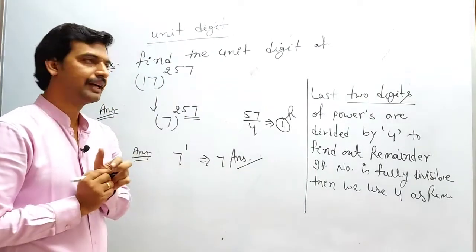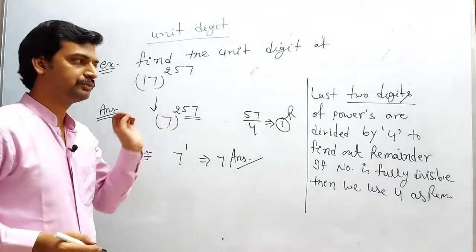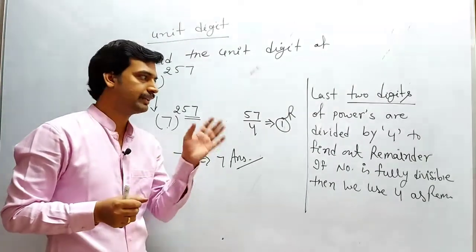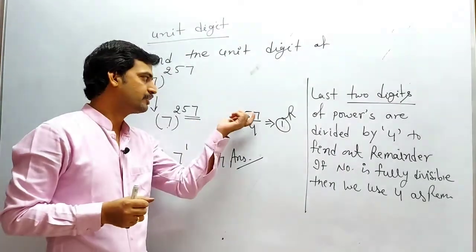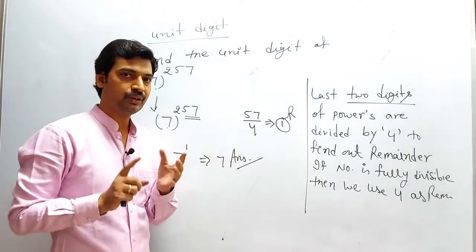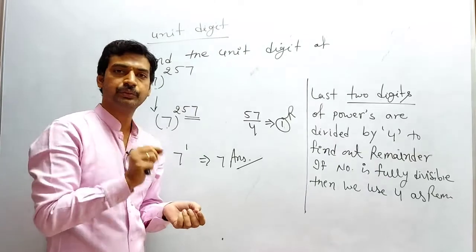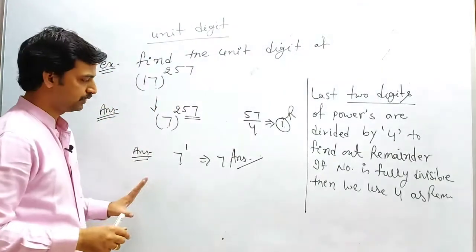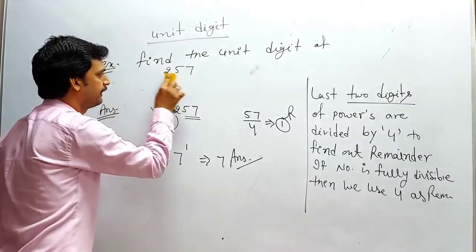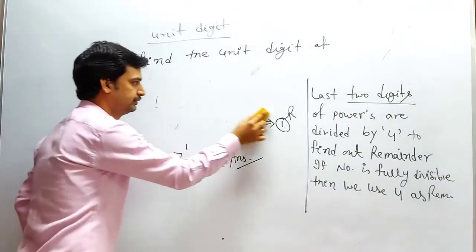Keep this in mind: you need to divide the last two digits of the power by 4 always. You will get remainder 1, 2, 3, or it is fully divisible. If the last two digits are fully divisible by 4, in place of remainder we will not use 0; we will use 4. We will take an example for this. I am not rubbing out this one, I am just changing the question.